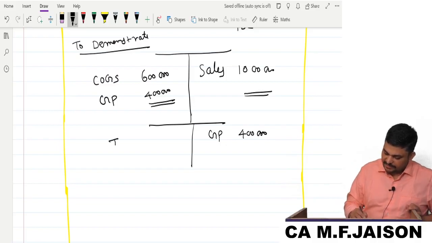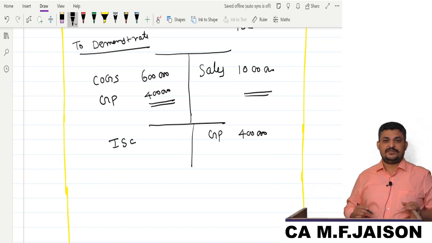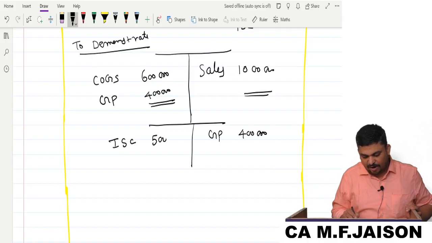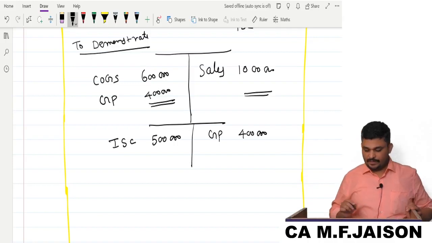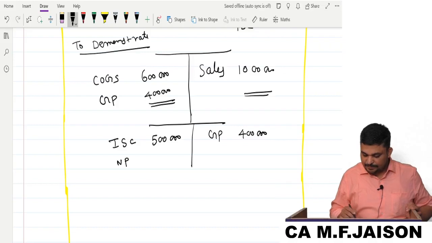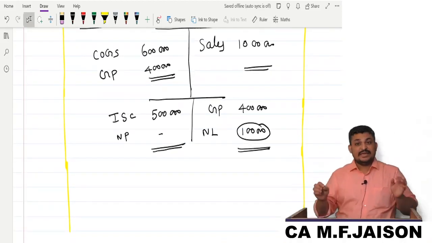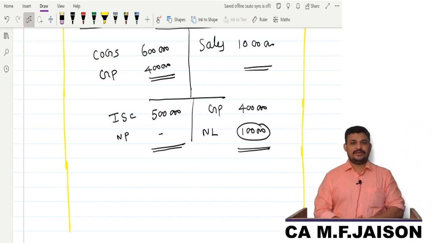Total standing charges: imagine we have only insured standing charges to the extent of 5 lakhs. All the standing charges are insured. What is the net profit? You will be having a net loss here, a net loss of 1 lakh. What do you expect the insurance company to compensate you? Net profit plus insured standing charges.